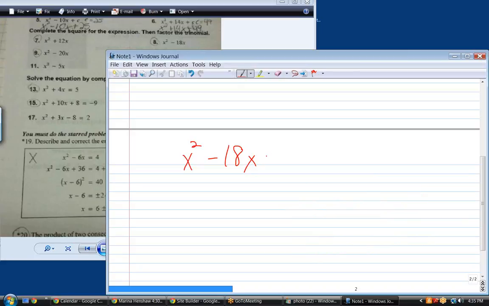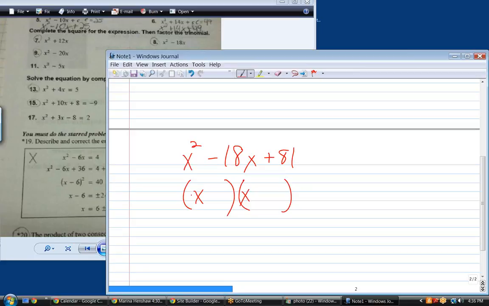Okay, so we're going to add what? 81. Okay, and then factor this. x plus 9 squared. Let's talk about factoring again.